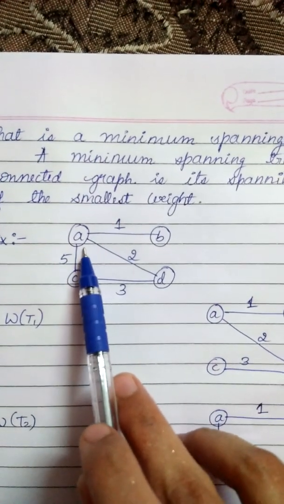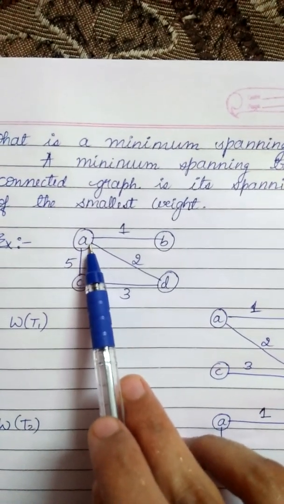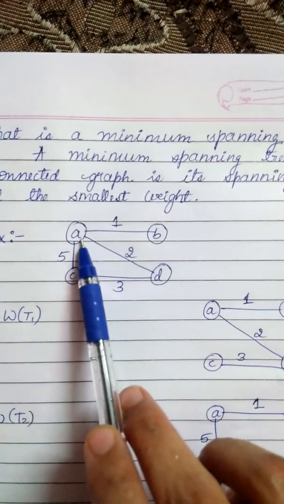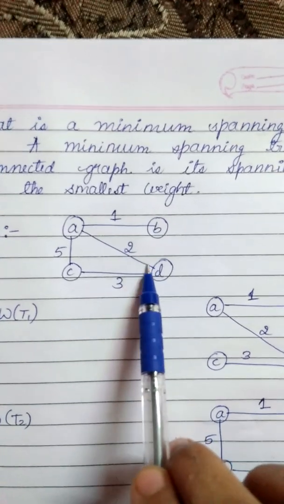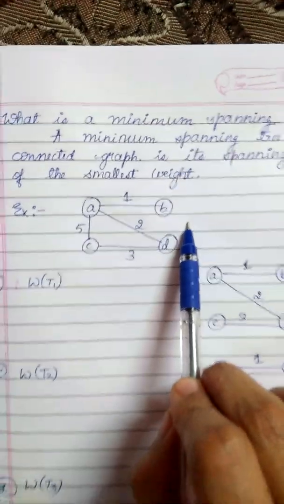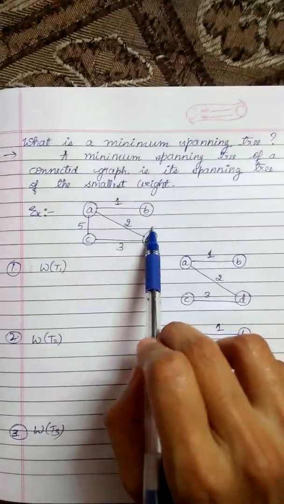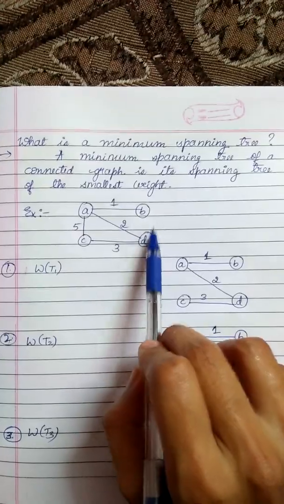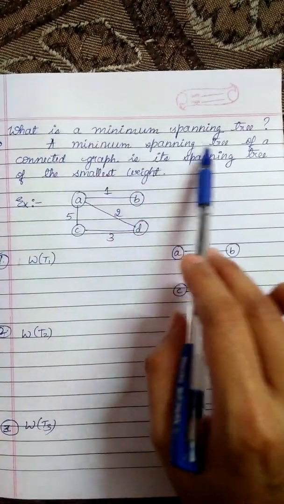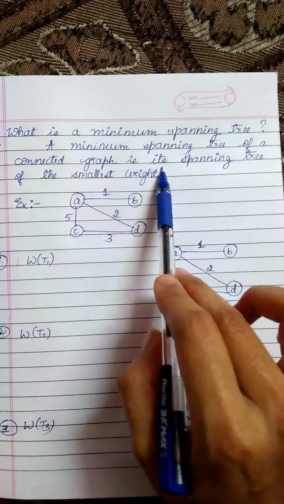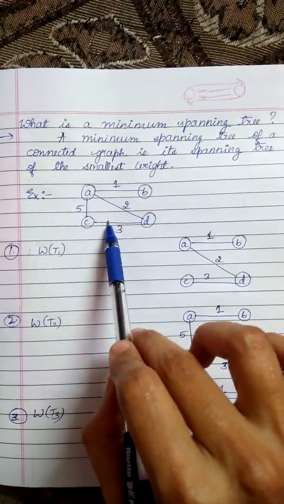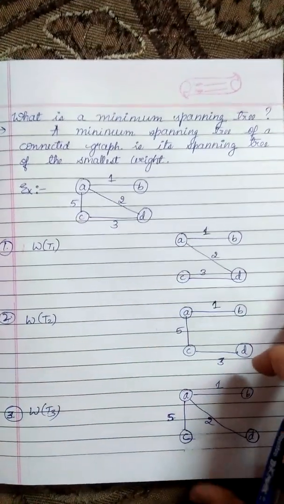If you look at the first condition, this particular graph forms a cycle, that is A, C, D, A. So this is not a spanning tree. That is about spanning trees. Now, what is a minimum spanning tree? A minimum spanning tree of a connected graph is its spanning tree of the smallest weight. Again, consider this example. What is a minimum spanning tree?